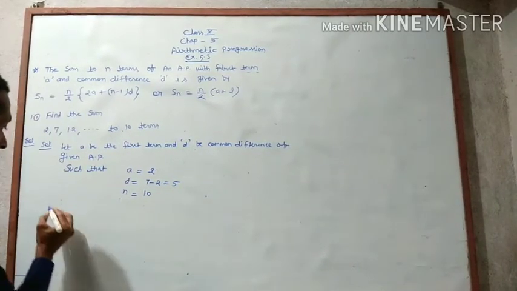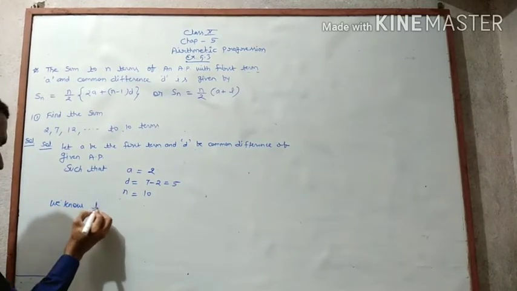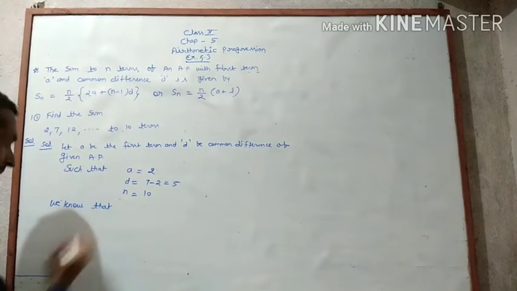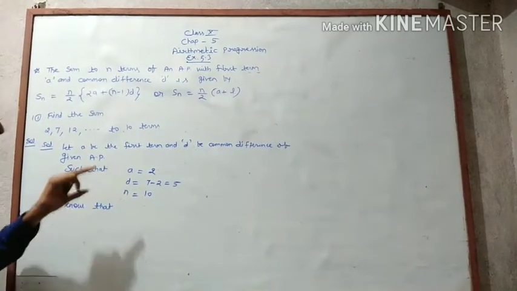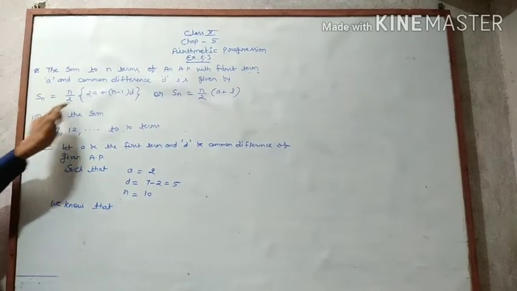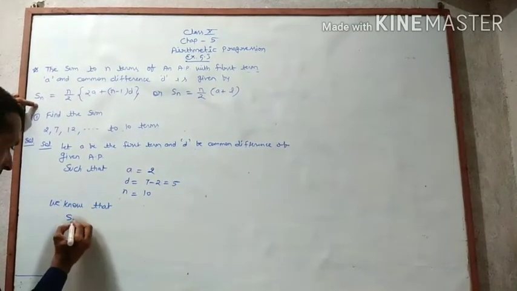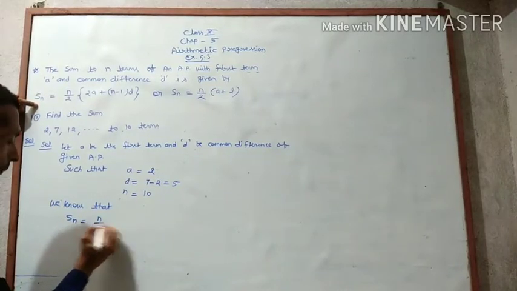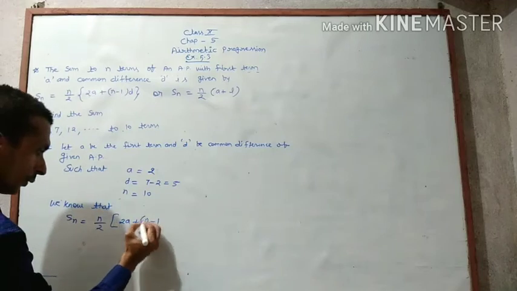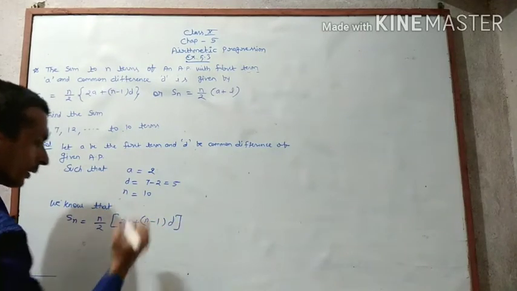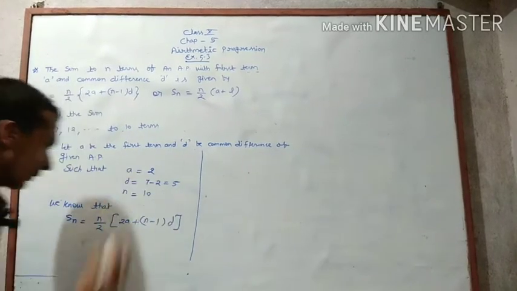Okay friends, we know which formula we will apply. You can see the values of a, d and n are given, so we can apply the first formula, n upon 2 into (2a plus (n minus 1)d). So write down this formula again: Sn equals n upon 2 into (2a plus (n minus 1)d). Okay, put in the values and find the answer.